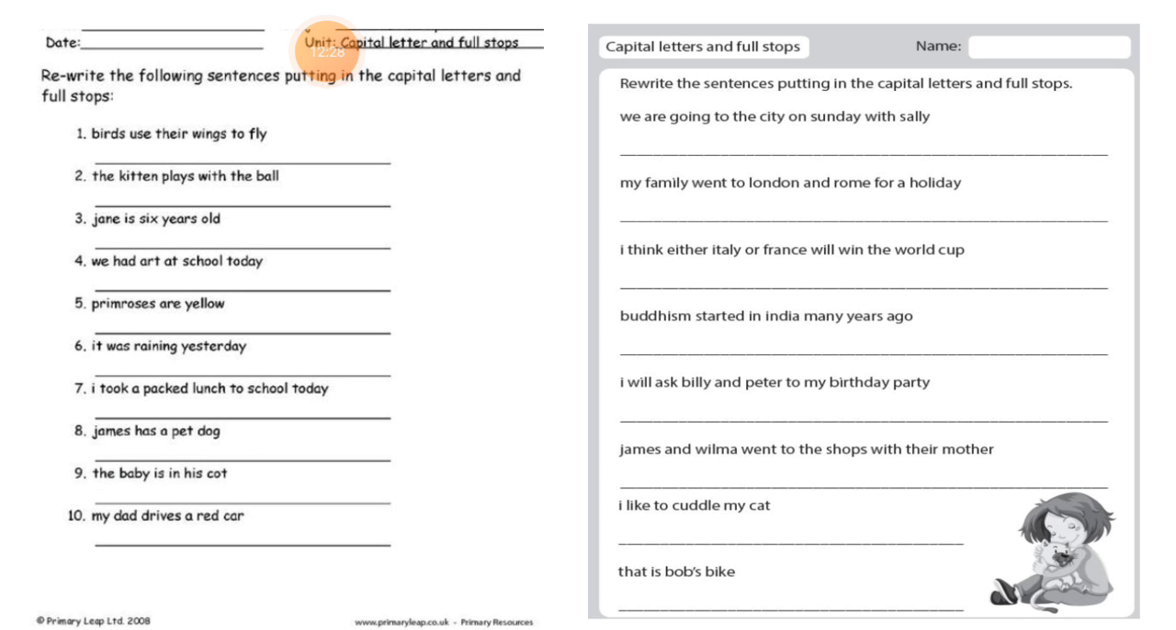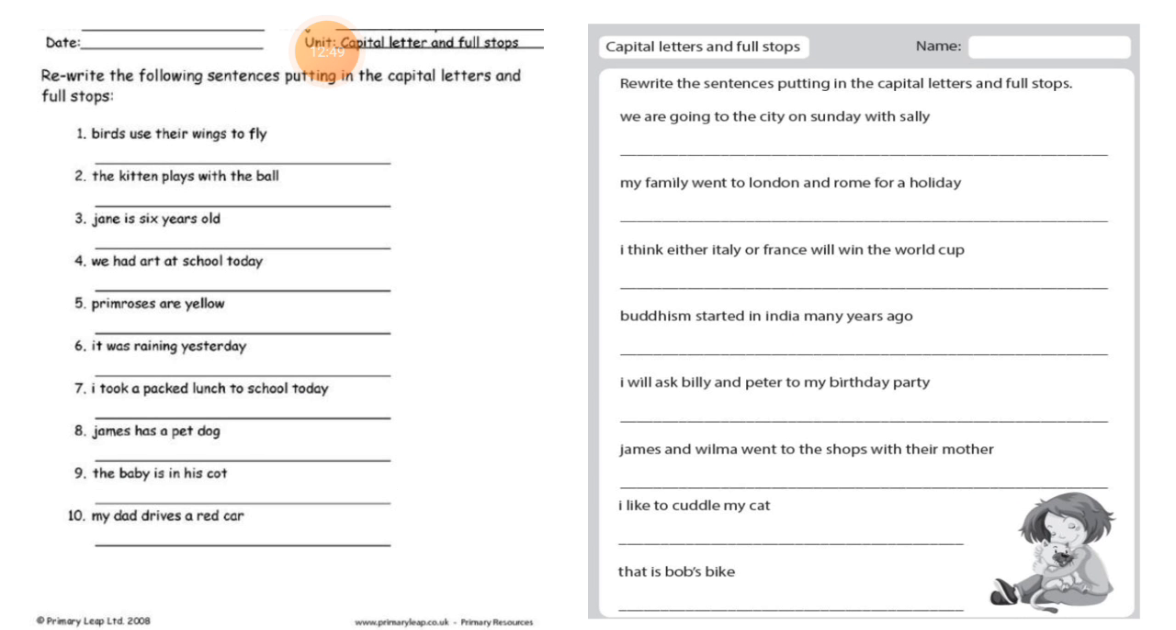These are the two worksheets that I have prepared for you, and you need to write your name and your date on it, and please make sure you try to attempt them. One of them says rewrite the following sentences putting in the capital letters and the full stops. Please do that. I don't want any mistakes when it comes to punctuation and grammar, because that is when we need to focus.